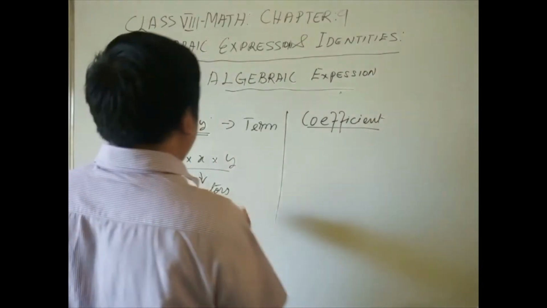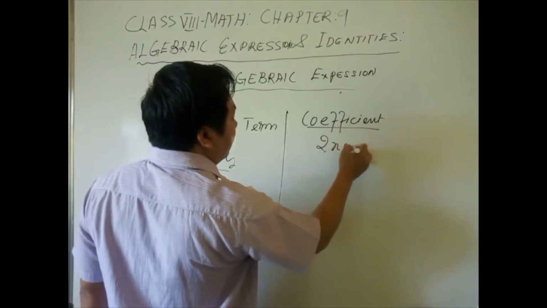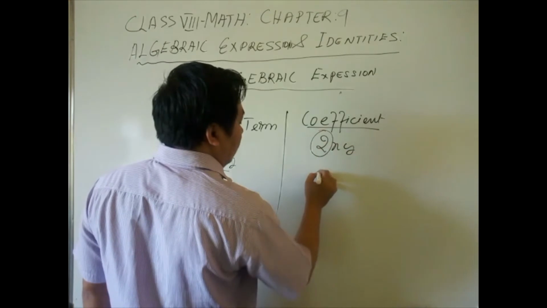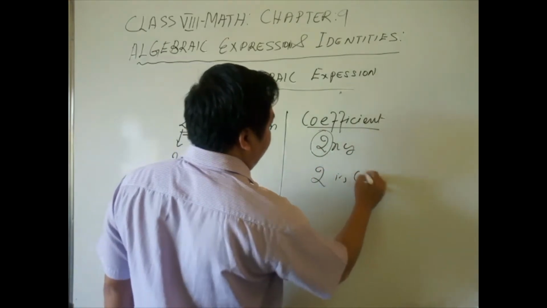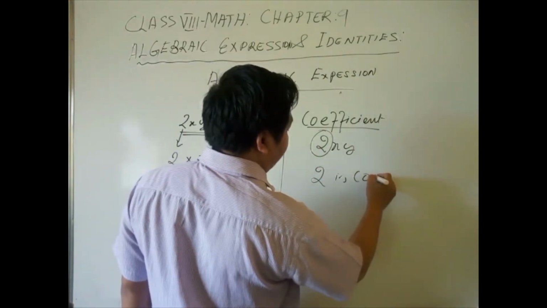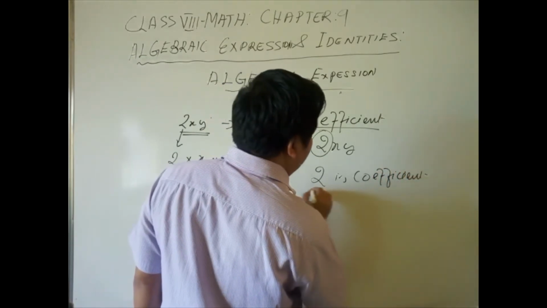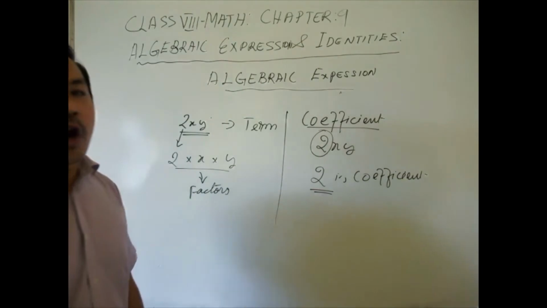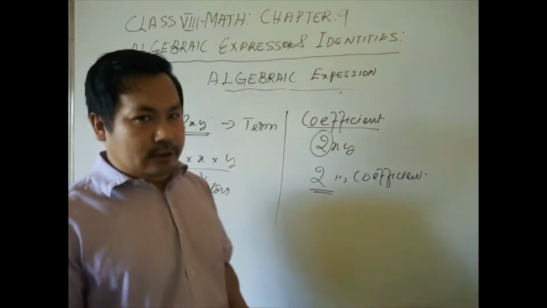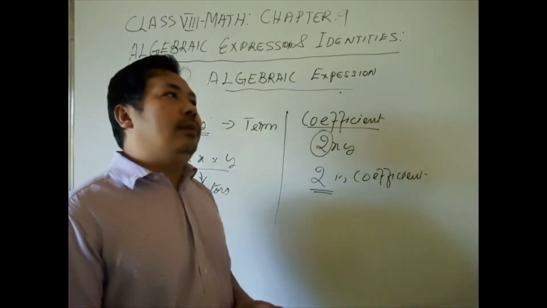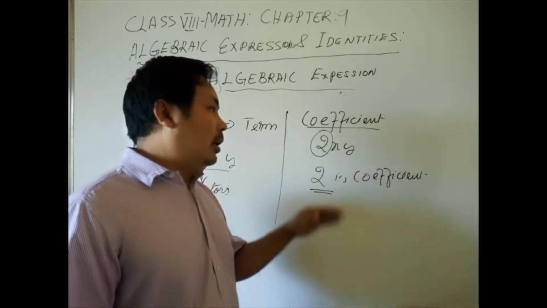The coefficient means, in this term 2xy, 2 is the coefficient of the term. Simply say that the number is the coefficient, or we say numerical coefficient also. Numerical coefficient, or simply coefficient. When you talk about coefficient, this 2 is the coefficient.